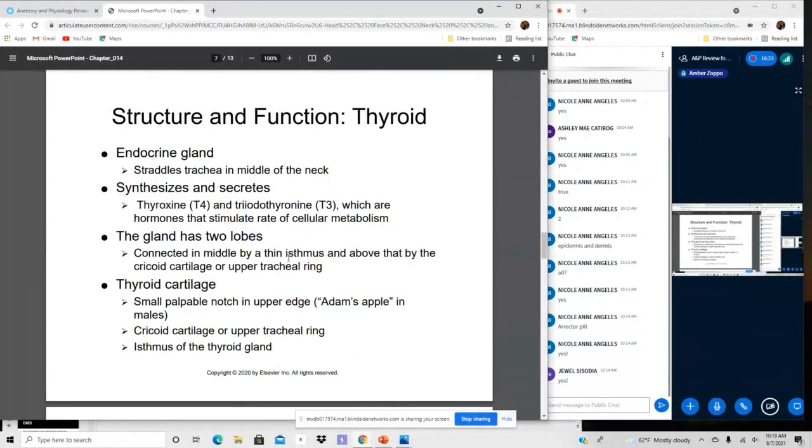It has two lobes, and the two lobes are connected in the middle by a thin isthmus, and above that by the cricoid cartilage or the upper tracheal ring. The thyroid cartilage is a small, palpable notch in the upper edge, also known as the Adam's apple in males. The cricoid cartilage or upper tracheal ring, and the isthmus of the thyroid gland.